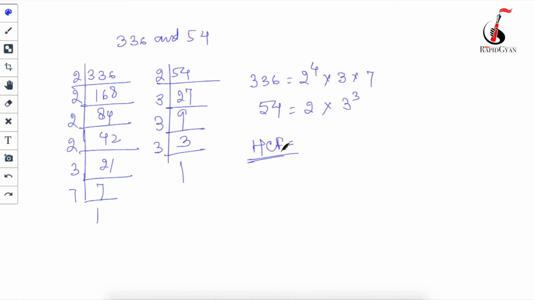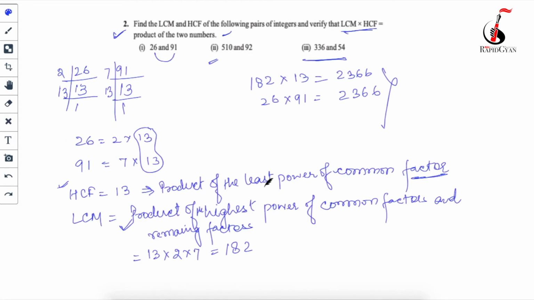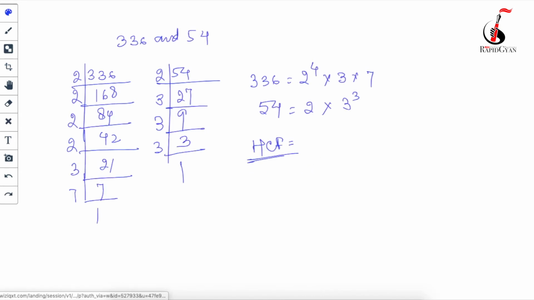Okay, so what will be my HCF? What's the definition of HCF? The definition of HCF says that it is the product of the least power of the common factors. In this, you can see that 2 is a common factor and 3 is a common factor. What's the least power of 2? The least power of 2 is this one, just 2. And what's the least power of 3? This one, just 3. So it's 2 times 3, which is equal to 6. Got it? Now, let's find the LCM.